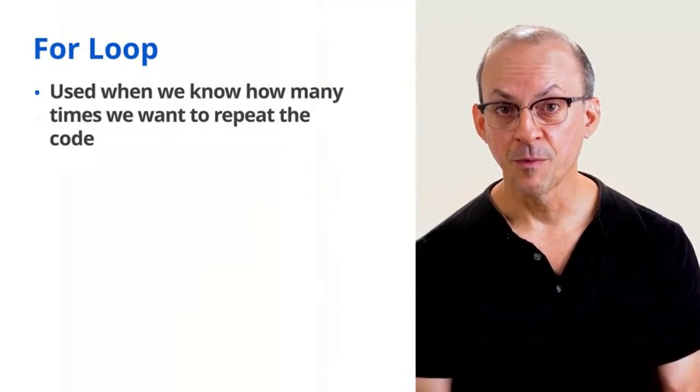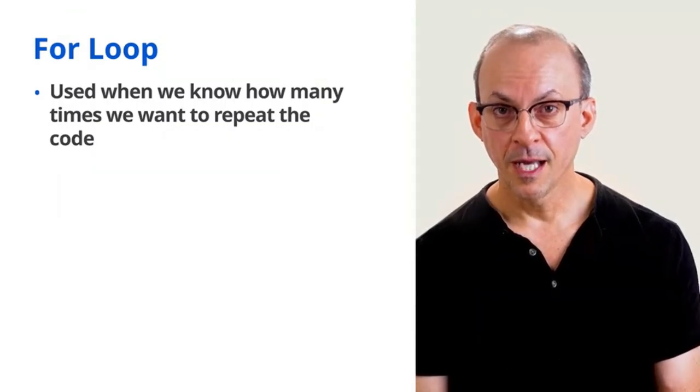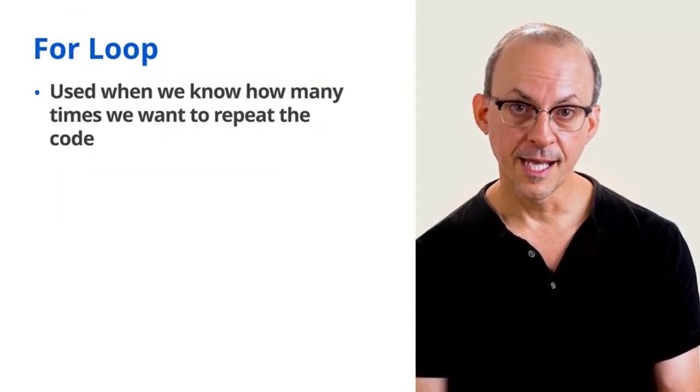Next, we will write a program that uses a loop to display numbers from 1 to 10. Loops are control structures that allow you to repeat actions multiple times. A for loop is used when we know how many times we want to repeat a block of code. In this case, we want to print numbers from 1 to 10.